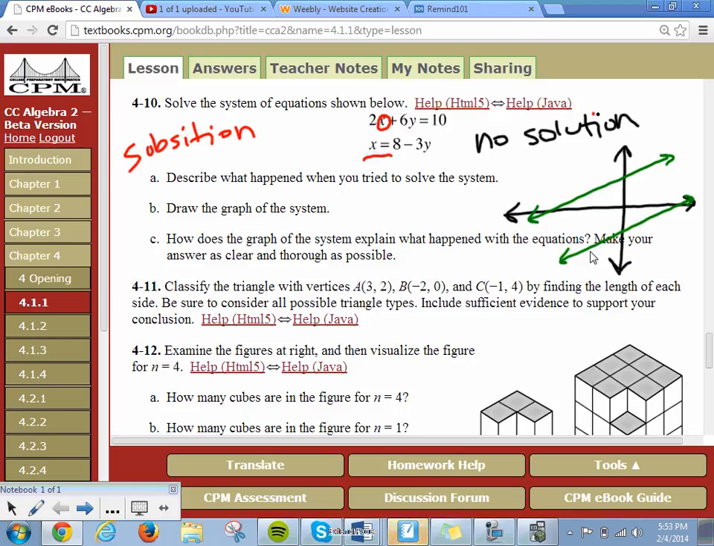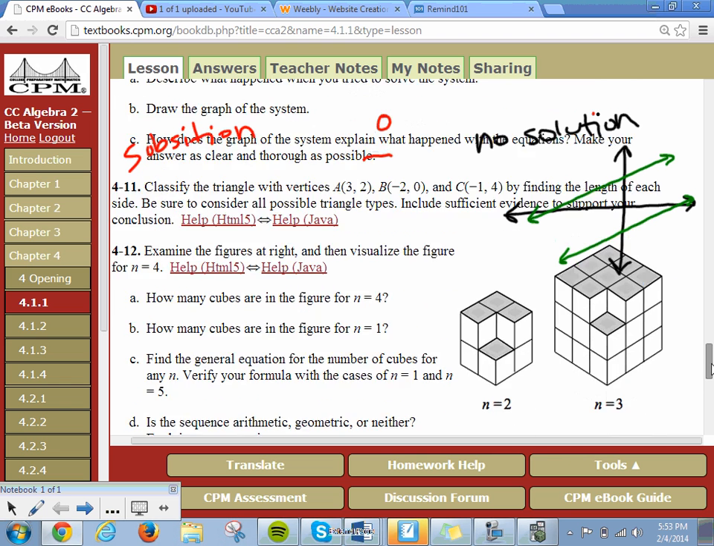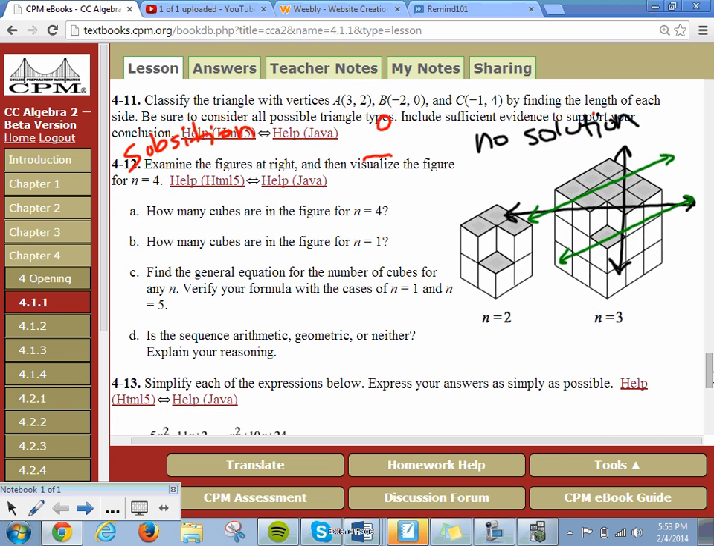And see, how does the graph of this system explain what happened in the equations? What they want you to understand is that there's a correlation between getting a false statement and having parallel lines. All right. Moving on to 11.